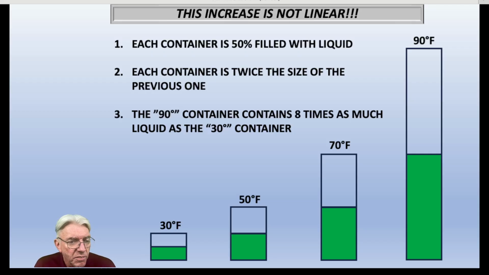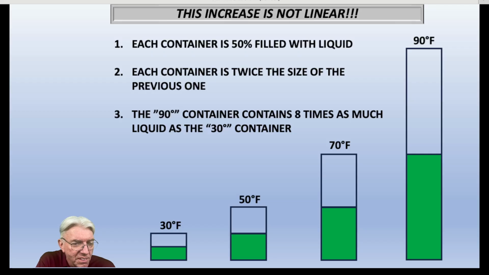And then at 50, you're going to double the size of that container, okay, which means that the liquid that fills up half of that container is twice the amount of liquid that was in the 30-degree container. Then, if you go to 70, you double that, and the amount of liquid that fills up half of the 70-degree container is now twice as big as the 50 and 4 times as much as the 30. And then if you go all the way up to 90, the liquid that makes up 50% of that container is twice as much water as the one that fills up half of the 70.